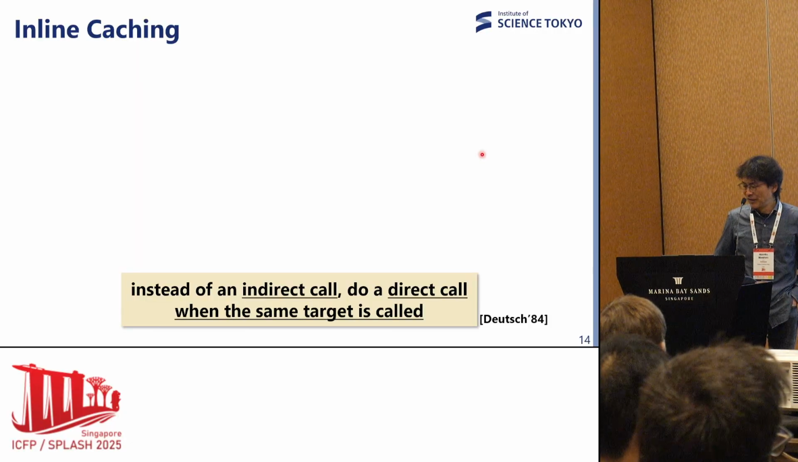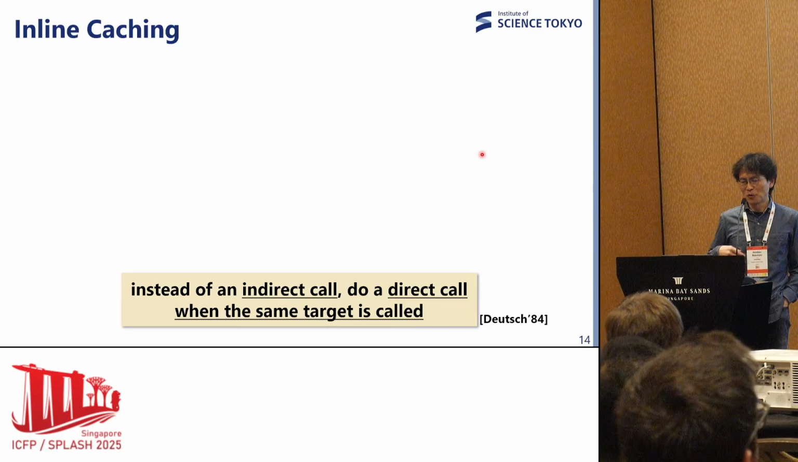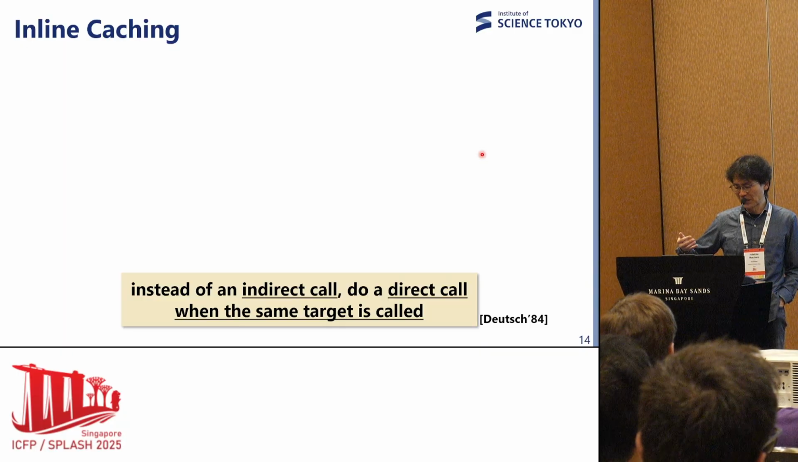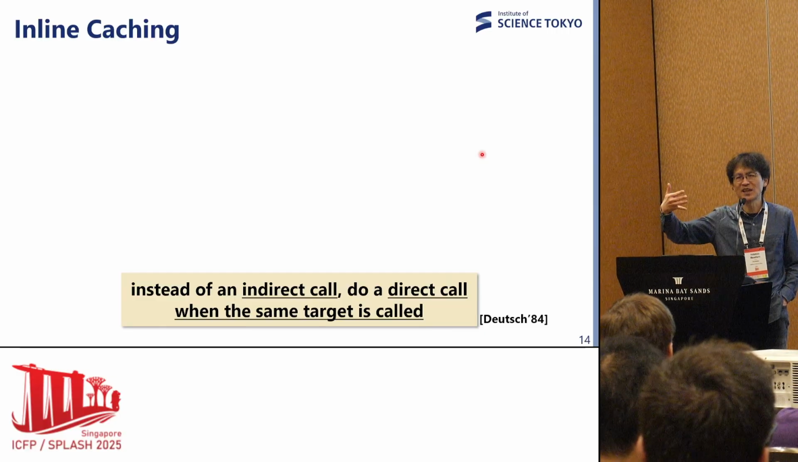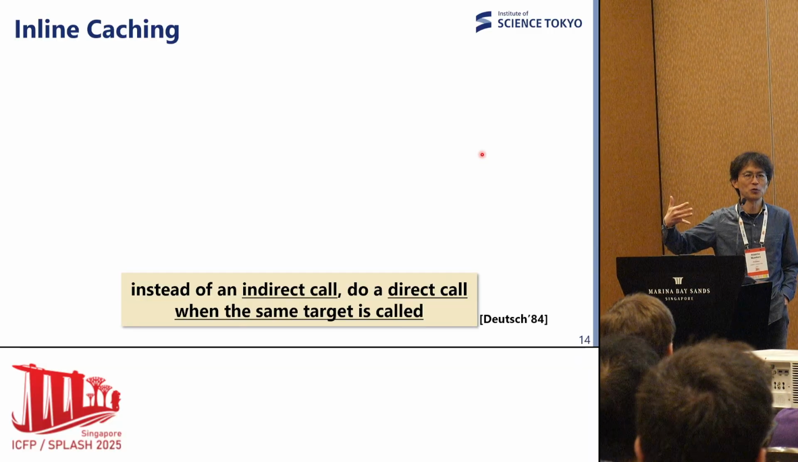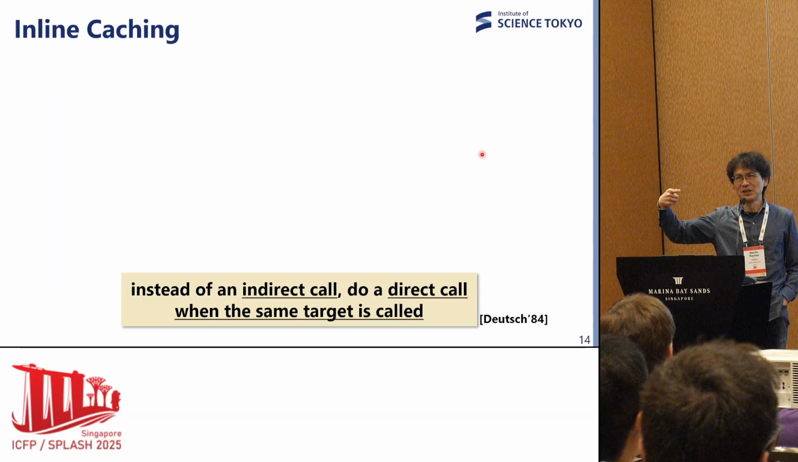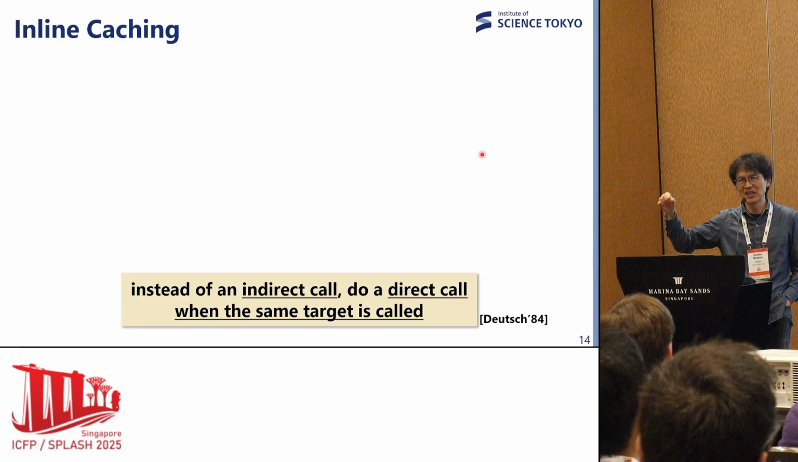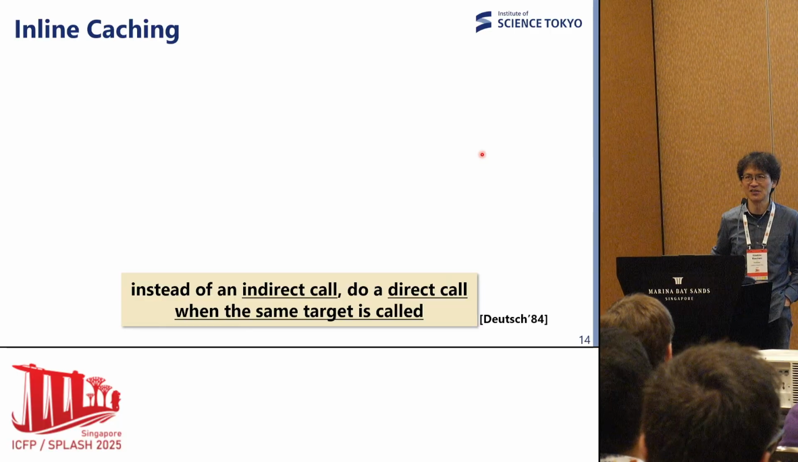So the next thing is inline caching. Inline caching is also an old technique to optimize the indirect call by replacing it with a direct call when it is calling the same target, which is usually done in object-oriented programming for method dispatching. So if we do the method dispatching on the same class, then we just insert a direct call to the method body by just checking the class of the target.